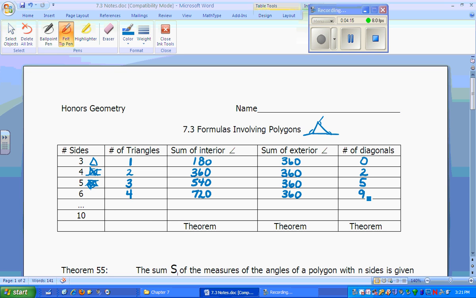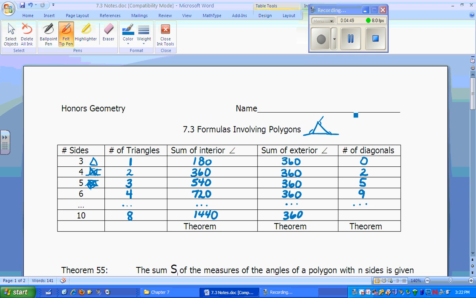Okay, dot, dot, dot. Now we're skipping all the way down to 10. Well, can you see a pattern? Let's look at it. What's the difference between 6 and 4? It's 2 less. So if this is 10, how many triangles do you think it would make? It would make 8. Thinking of the pattern, if it makes 8 triangles at 180 apiece, what are you ending up with? 1440. Sum of the exterior angles, 360.